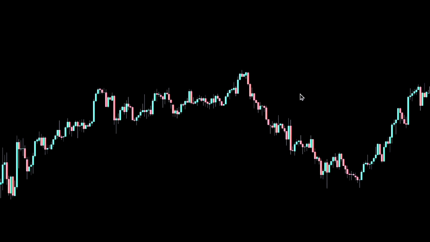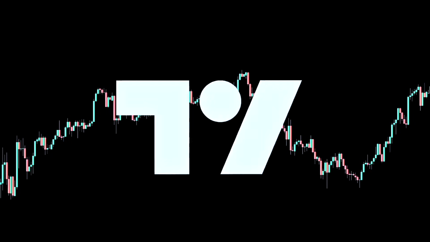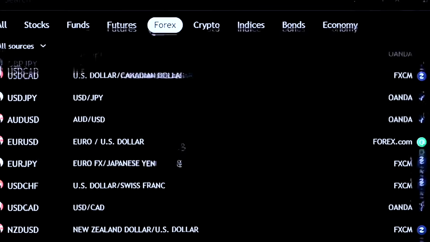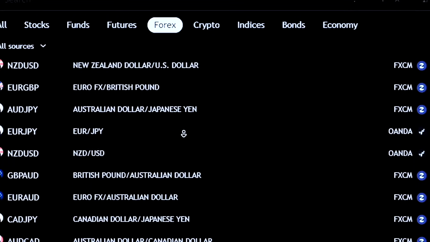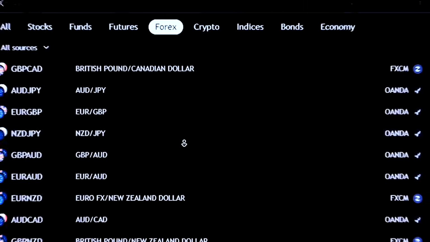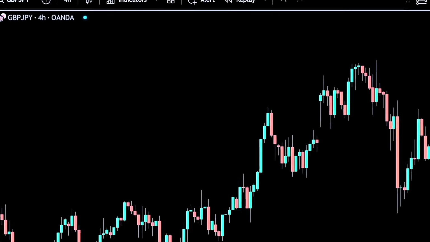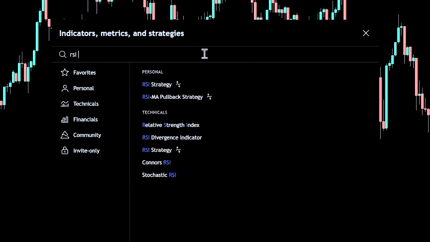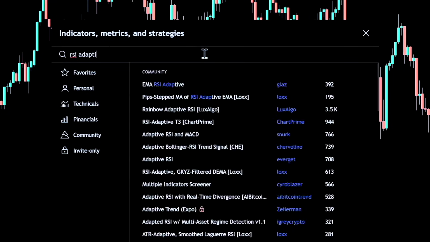To add this to your charts, start by navigating to TradingView, the platform I'm using here. If you need to create an account, I'll include the link down in the description below. Once you're on TradingView, select your preferred trading instrument, whether it's cryptocurrencies, forex, stocks, or anything else, on a time frame that aligns with your trading style. Next, click the Indicators tab at the top of the screen. In the search field that appears, type RSI Adaptive T3 and look for the version by TradingView.